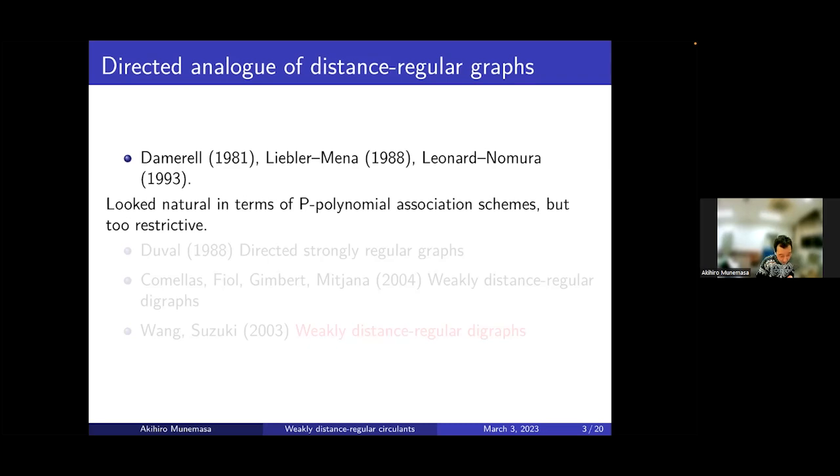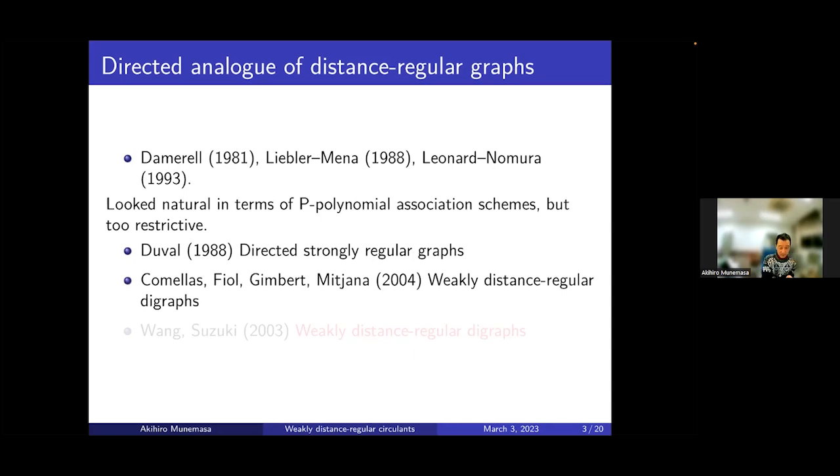There are three more variants. The second variant is the directed strongly regular graphs introduced by Duval. But this is not the analog of a distance regular graph, but the analog of a strongly regular graph, although it has been investigated by many researchers. The third variant was introduced by Comellas, Fiol, Gimbert, and Mitjana. They call it weakly distance regular graph, and they use the number of walks. So it is an analog of a distance regular graph in the sense of matrix theory, but this has not been studied very much as far as I know.